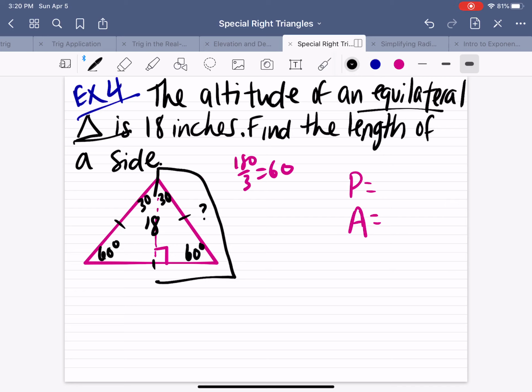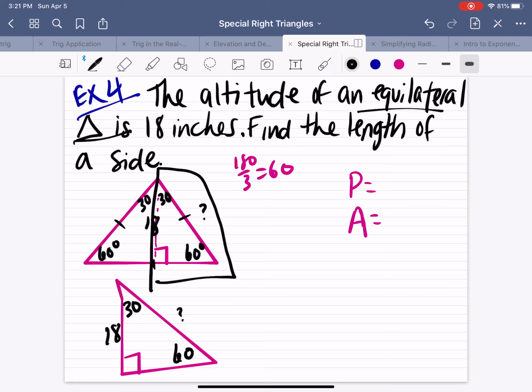I'm going to redraw this triangle here so we can solve the problem. So we have the 90-degree angle, 60's here, 30's there. We're trying to find the hypotenuse, one of the sides. And we also know the height, which is 18. So let's label our picture.